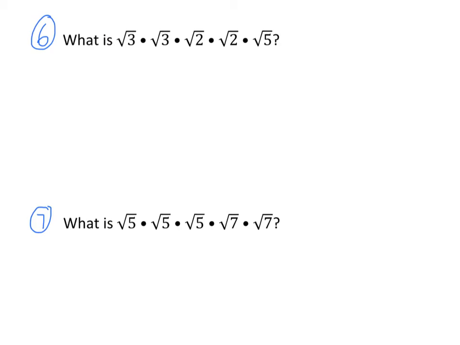Well, I know that the square root of 3 times the square root of 3 by definition is 3. Square root of 2 times the square root of 2 by definition is 2. So I have 3 times 2 times the square root of 5. That could be simplified as 6 times the square root of 5.